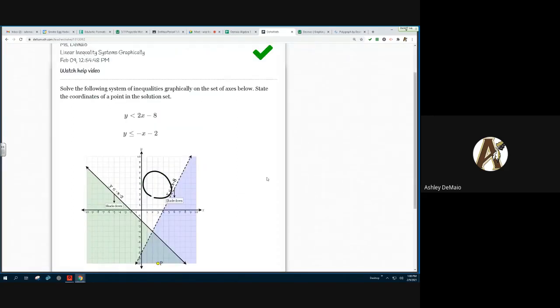Okay, so now work on the next 3 problems that are identical to this. And good luck.